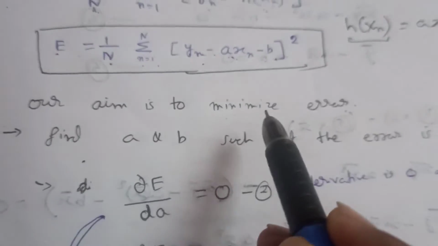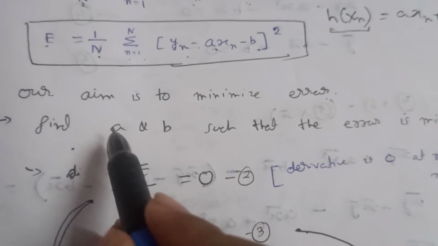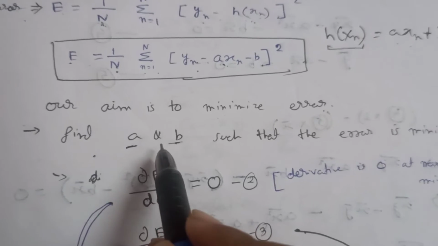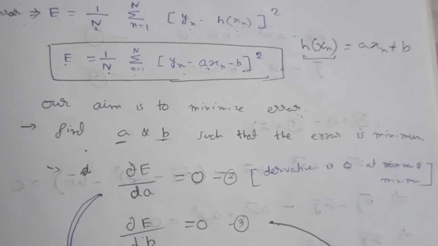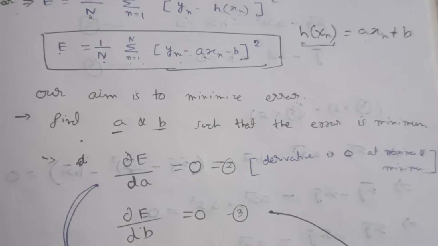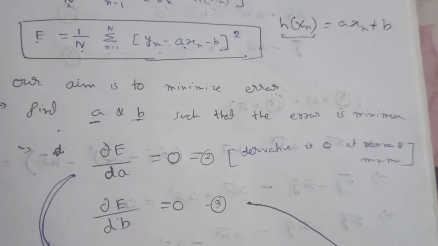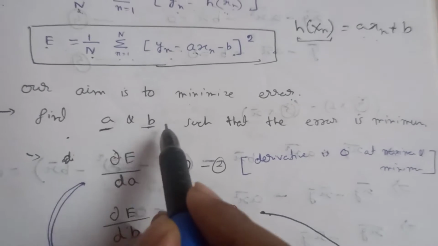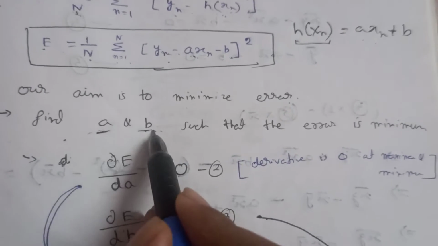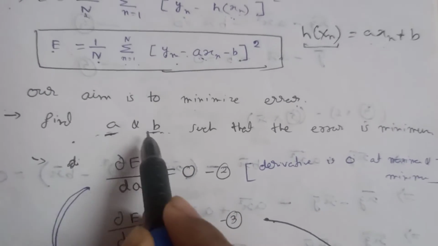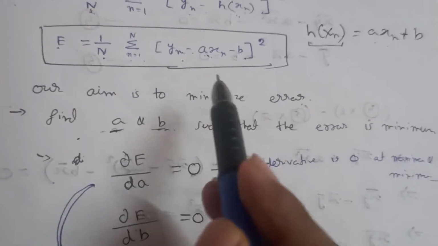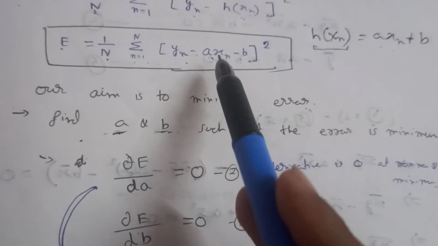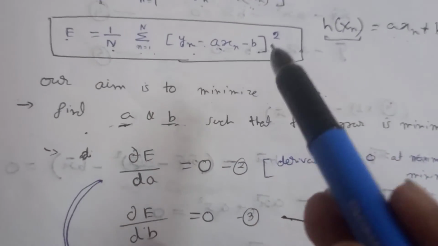Our aim is to minimize the error and find the values of a and b, because x and y will be given in our system. The value of x will be given to us, and we are going to calculate the value of y. So we have only two unknown terms here, a and b, and that's what we need to find. So for which values of a and b is this error going to be minimum? For that we need to differentiate the total error, or the mean square error.